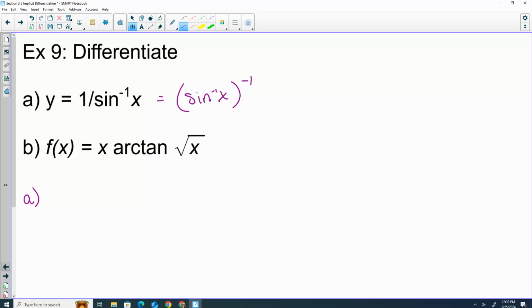Alright, so let's do our derivative. Derivative of y, dy/dx, derivative of y in terms of x, equals, okay, chain rule. Exponent comes down. Inside stays the same. Subtract 1 from the power. Times derivative of the inside. But we now have our table. What is the derivative of sine inverse of x? 1 over the square root of 1 minus x squared.